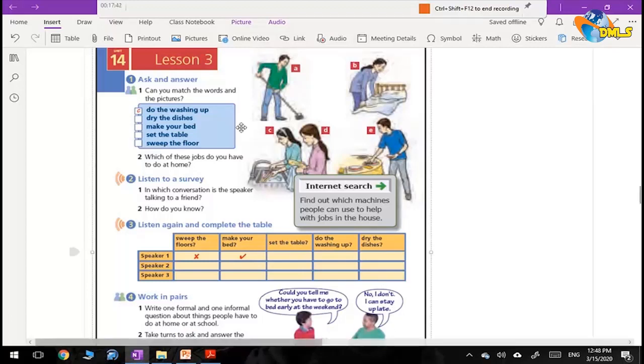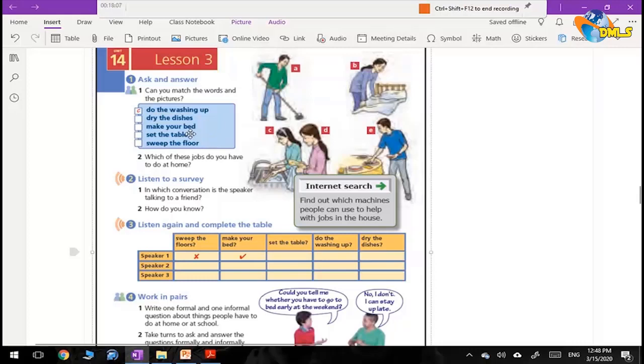Okay, let's move on. Do the washing up. That was C, C doing the washing up. She's washing the dishes. Let's see. The next is dry the dishes. I believe it's that girl in D. She's helping her friend or sister or whatever they are related to each other. This one is washing. This one is drying.